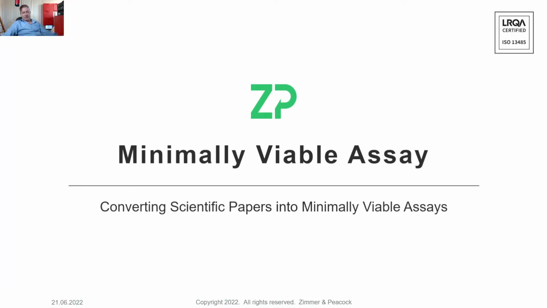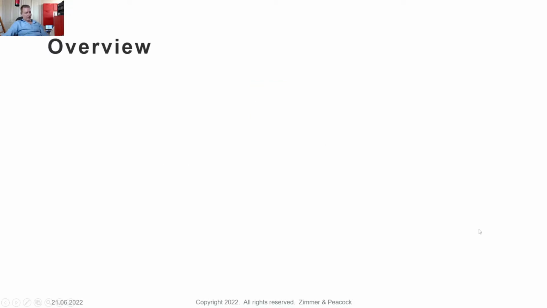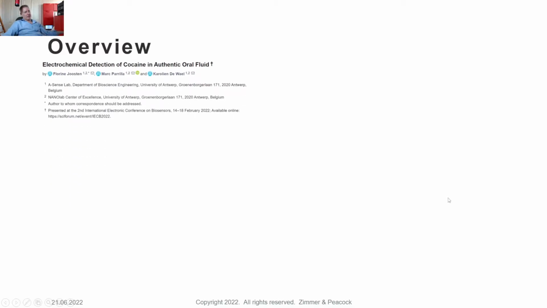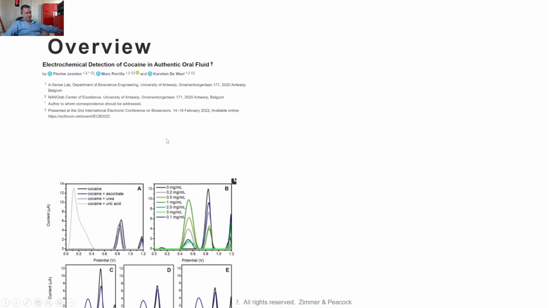Hi, this is part of our series on how to convert scientific papers and presentations into minimally viable assays, and I'll explain what we mean by a minimally viable assay in the next slide. So as an overview, what we're saying is, in scientific papers, and here I'm referencing the electrochemical detection of cocaine in synthetic saliva, but actually maybe also in authentic oral fluid.